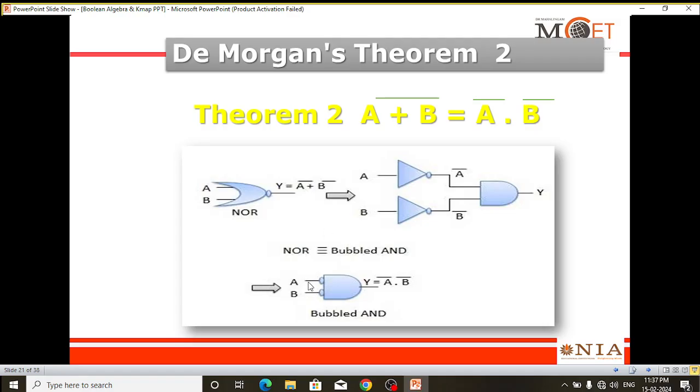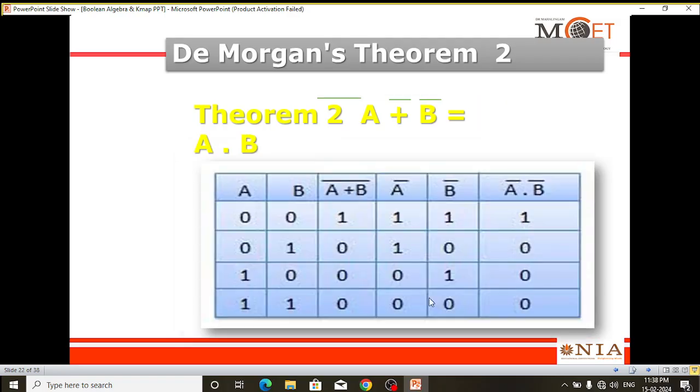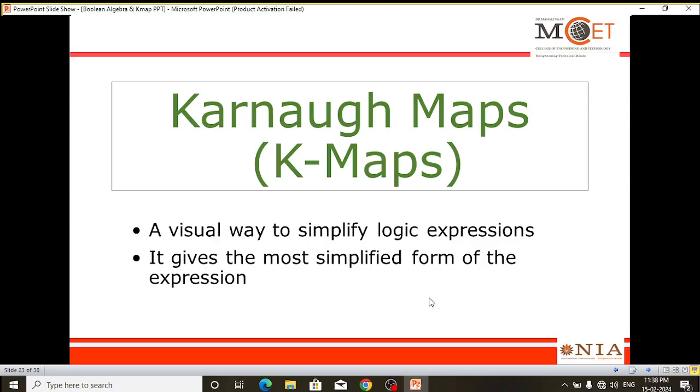Here A is applied as the input. Inverted, we get A bar dot B bar. That is, A inverted is A bar, B inverted is B bar, and Y is equal to A bar dot B bar, the bubbled AND gate. So that is the Boolean theorem. Any Boolean function can be simplified by using Boolean theorem concepts, reducing the Boolean function. Another method we use is the K-map, Karnaugh's map method. So you should always remember some Boolean theorems.